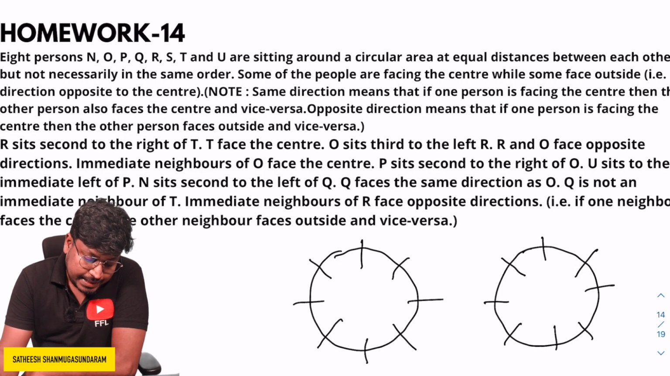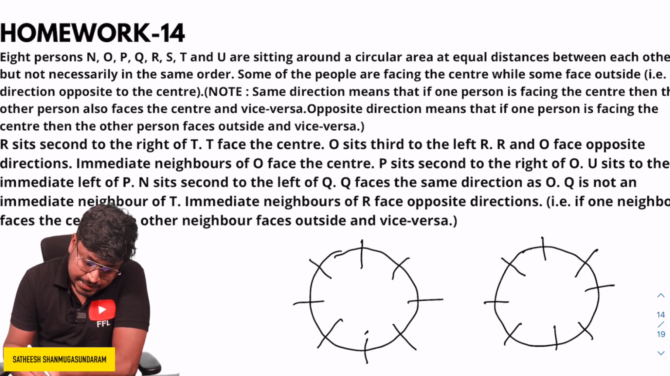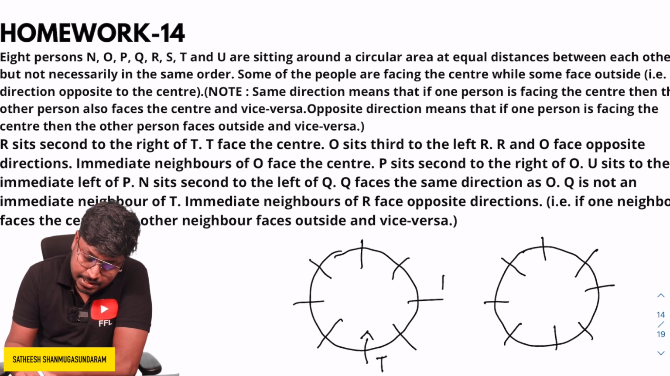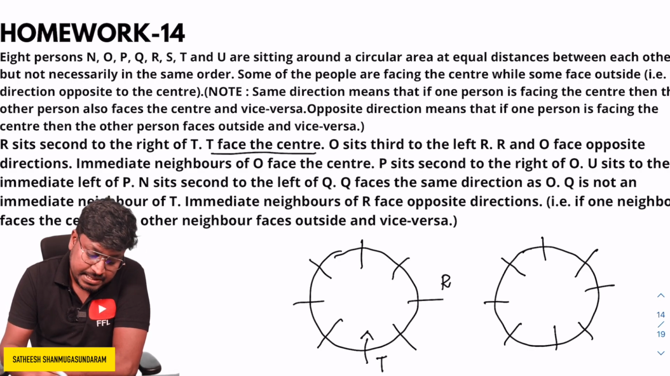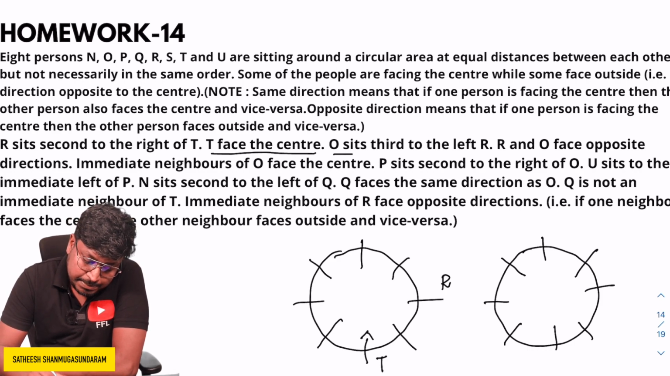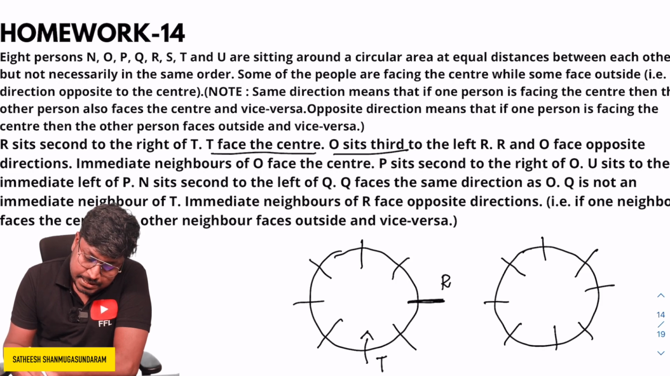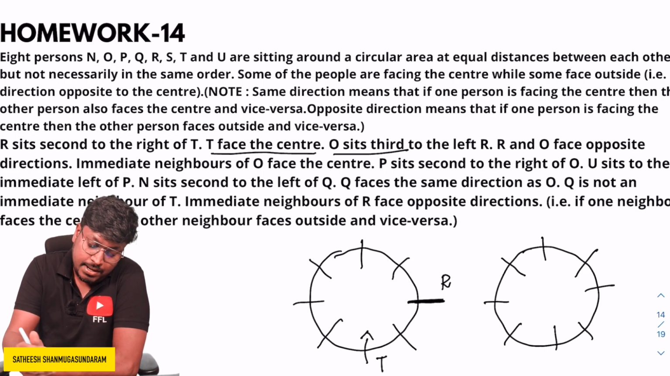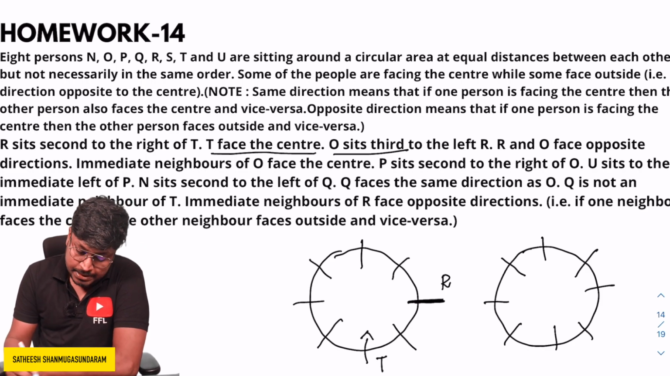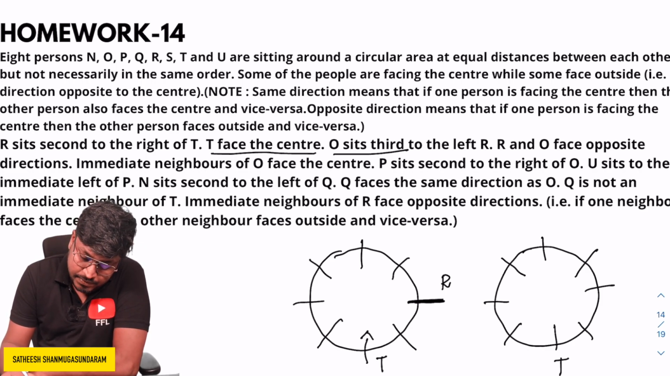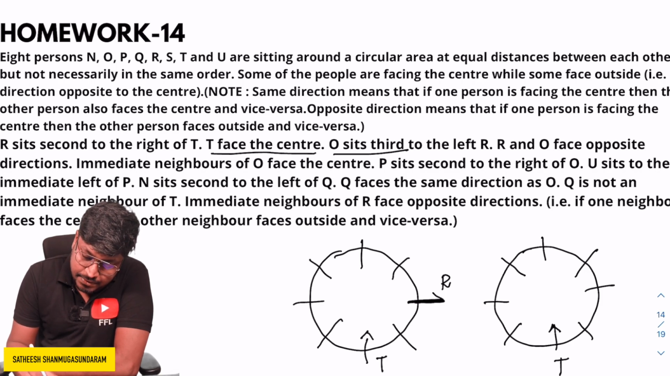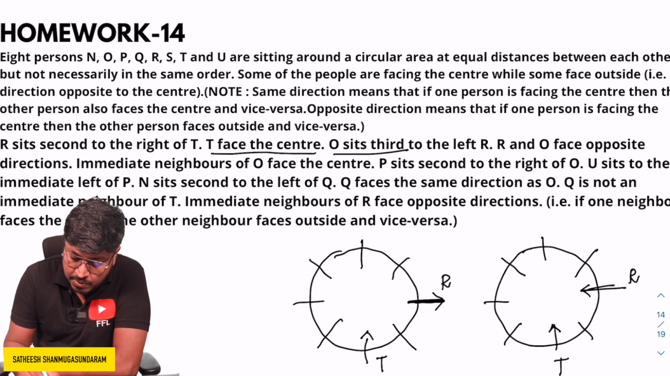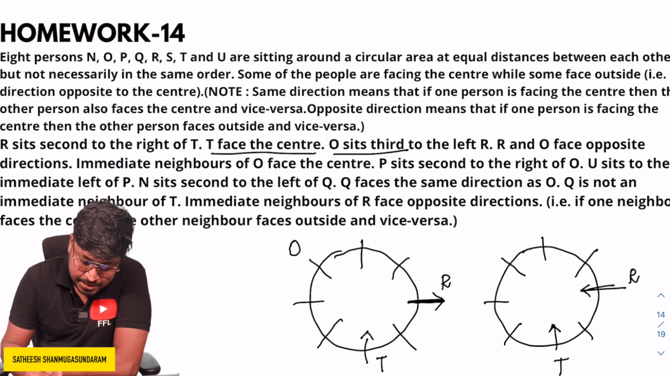So R sits second to right of T. T faces the center, right? So T's right hand side, second place is R, and they have given that the person T is facing the center. So O sits second to left of R. So R's left hand side at the third place is O. But we don't know whether the person R is facing center or not, but R's left hand side at the third place is O. So what I can do here is, we can draw 2 possible diagrams. One is R facing outside and another possible diagram with R facing inside. So R's left hand side third is O will be here in this possible diagram. So in this possible diagram, O will be here.